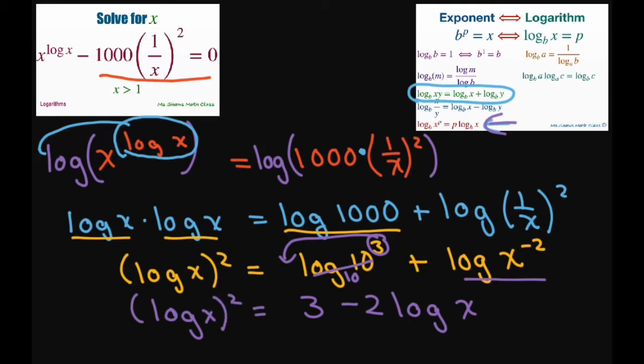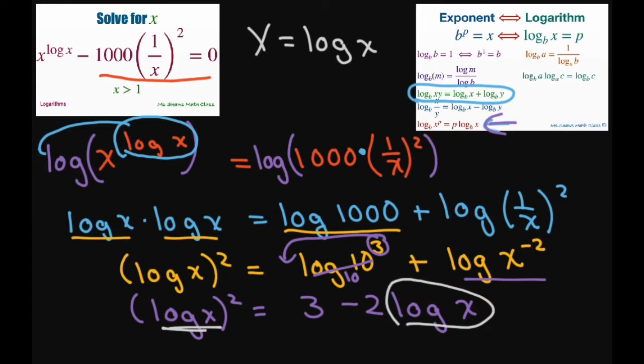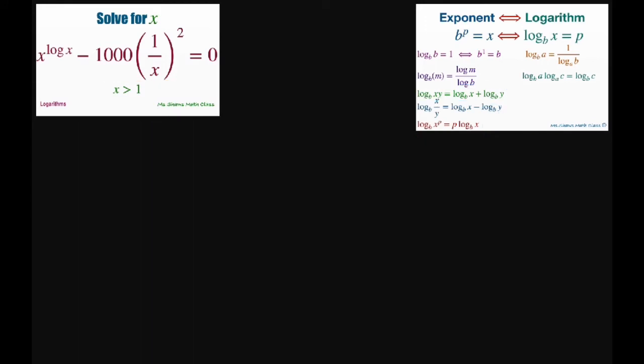Now, before we move on, I'm going to use substitution to make this easier. So what I'm going to do is let big X equal my log of x, little x. So I'm going to substitute in big X for log of x, these two right here. So that's going to give me X squared, and I'm going to move everything over. And again, let me write down what I had. Log of x squared equals 3 minus 2 log of little x here.